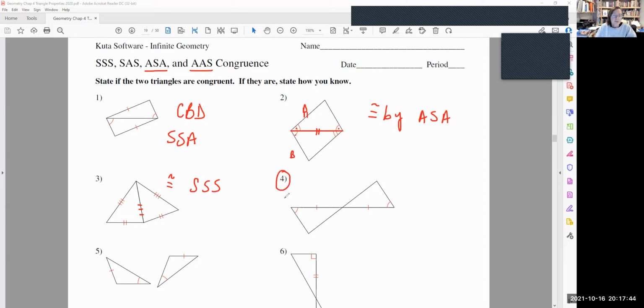Give you a moment to process number four. And again, I would recommend that you mark anything that you know for sure is true based on the drawing.